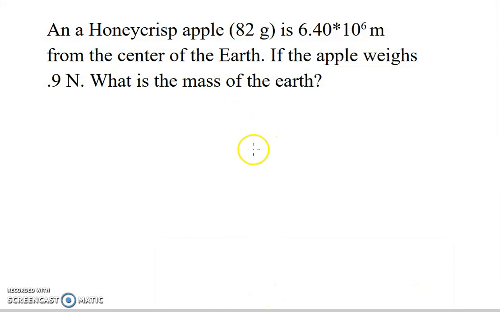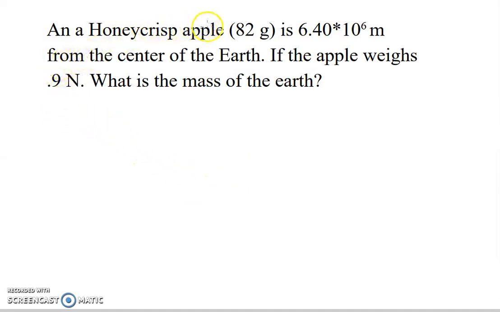So see if you can solve it first. Again, make sure you write out your knowns and unknowns, draw a picture, write down the required formula. All of that's helpful before you see a full-out solution. Okay, let's take a look at it.